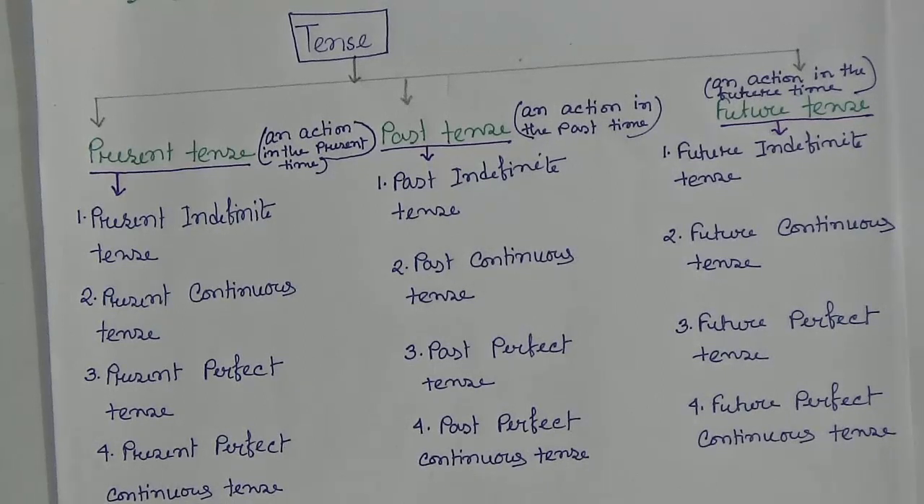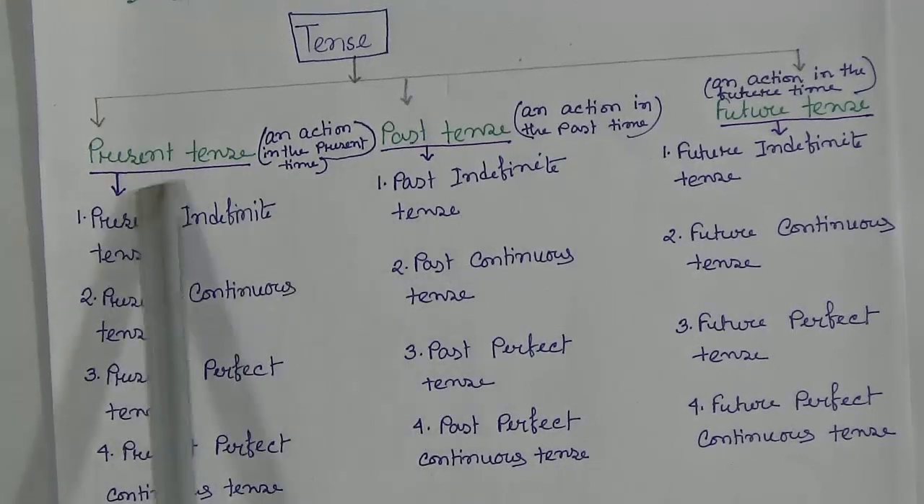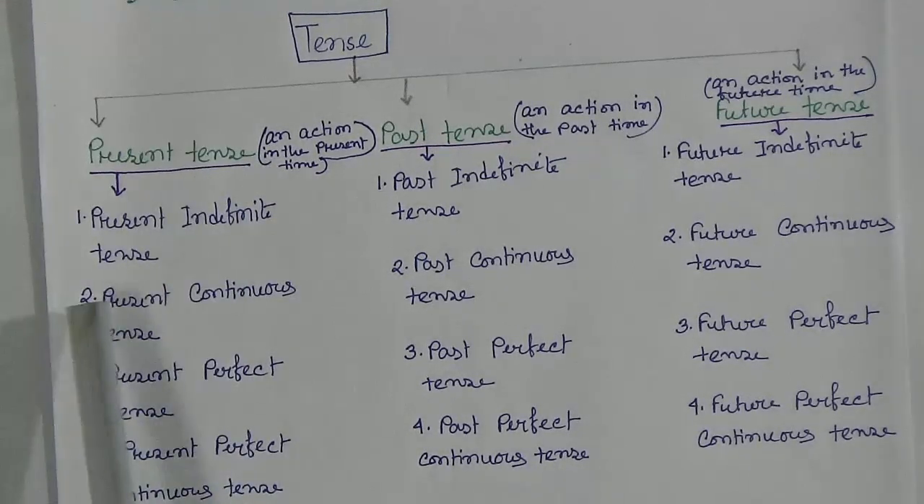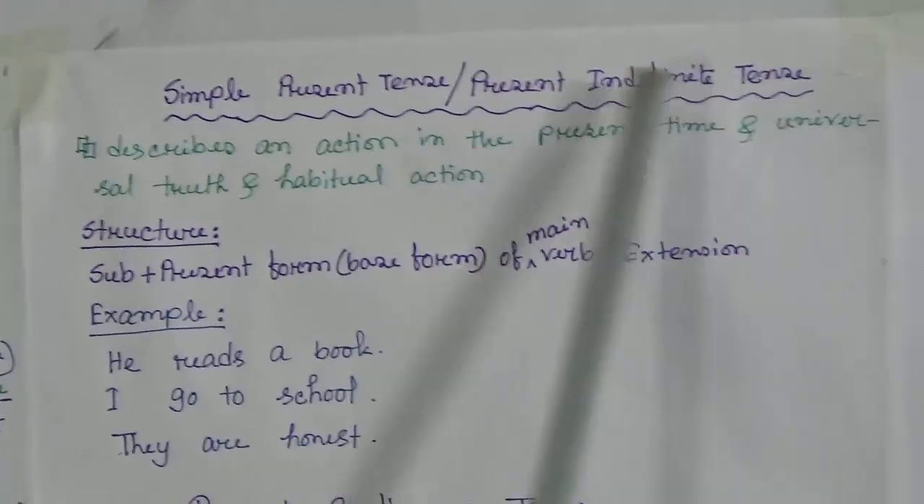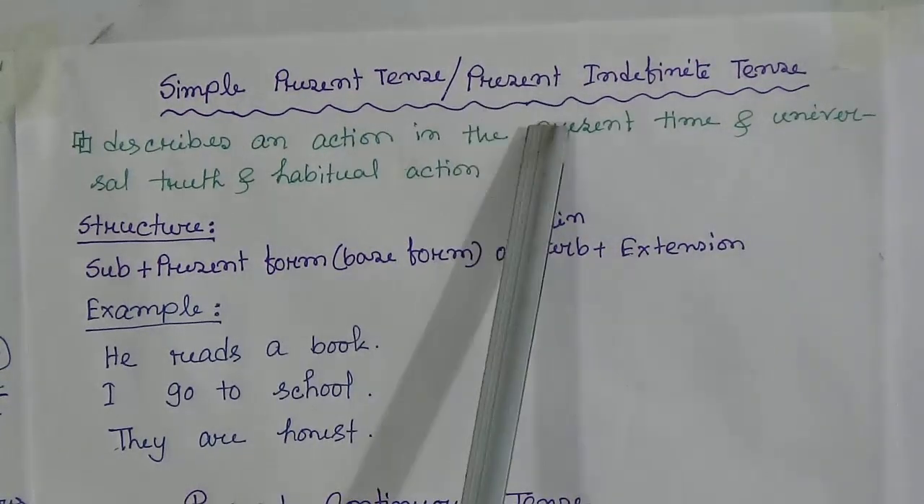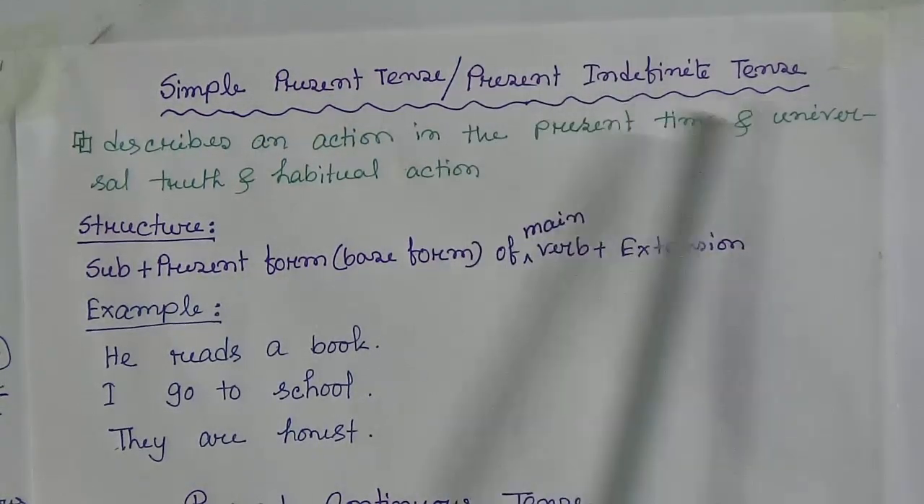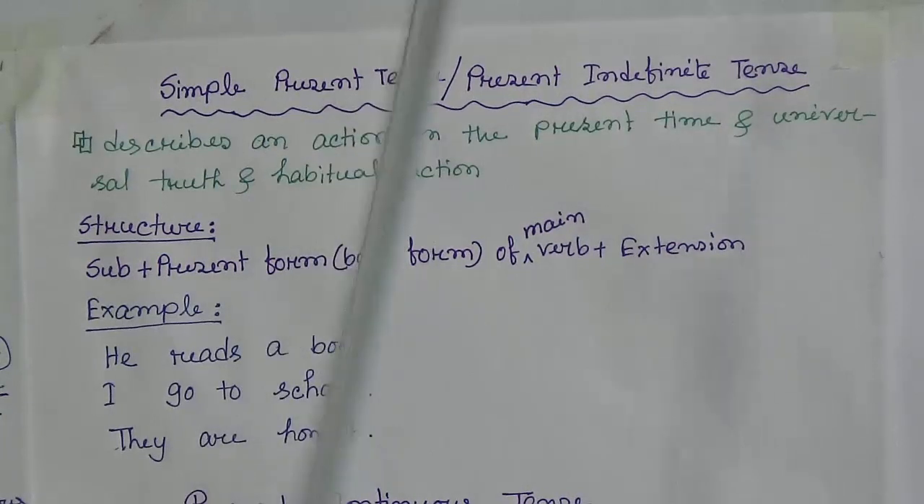Today we will discuss the four types of present tense, and past indefinite tense and past continuous tense. And in the next class, inshallah, we will discuss the other types. So now from present tense, the first one is present indefinite tense. This is simple present tense. Present indefinite tense is also called simple present tense.